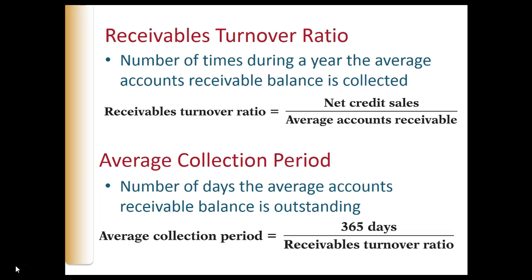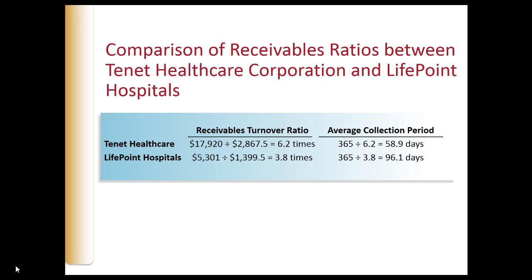The more frequently a business is able to turn over its average accounts receivable, the more quickly it's receiving cash from its customers, which is a good thing. The average collection period shows the approximate number of days the average accounts receivable balance is outstanding. The more quickly a company can collect receivables, the more quickly it can use that cash to generate more cash by reinvesting in the business and in added sales.